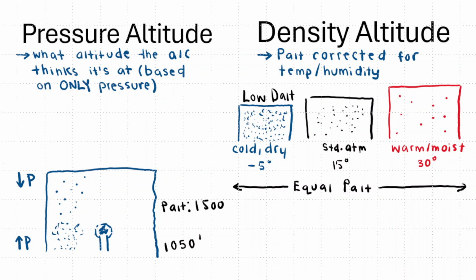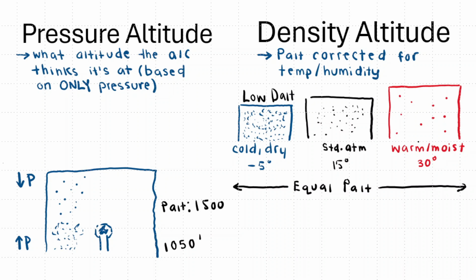And then we have our standard atmosphere box. This one, the air is not too dry, not too moist. As you can see here, the particles are a little less packed together, so it is less dense, but it's also more tightly packed together compared to what we have here, which is the warmer, moist air.